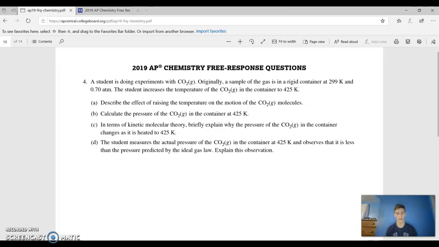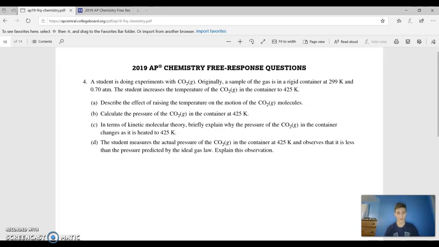Today we will be looking at the 2019 AP Chem free response question 4, A through D. So a student is doing experiments with CO2 gas. Originally, a sample of the gas is in a rigid container at 299 Kelvin and 0.7 atmospheres. The student increases the temperature of the CO2 gas in the container to 425 Kelvin.